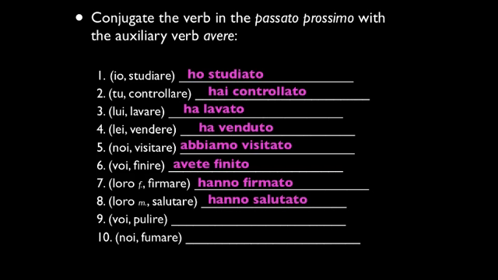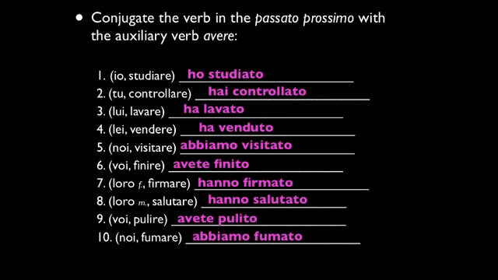Notice that the feminine masculine distinction in this case doesn't make a difference. Verbs with avere and the past participles with avere do not change to agree with the person. That is a rule that is reserved for essere. Voi pulire is avete pulito. And number 10, noi fumare, we smoked, is abbiamo fumato.